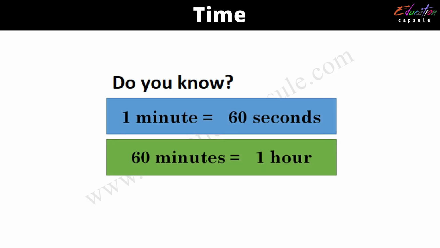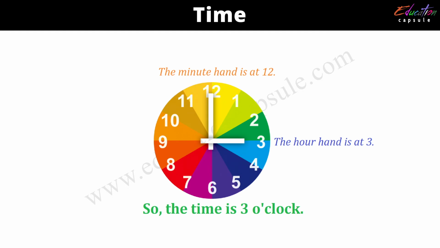Do you know that 1 minute is equal to 60 seconds, whereas 60 minutes is equal to 1 hour? For example, the minute hand is at 12, whereas the hour hand is at 3. So the time is 3 o'clock.